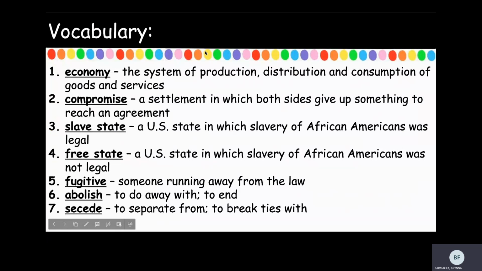Now, here we have the vocabulary. I have 7 vocabulary words that I have picked out for you this week that I feel will be very helpful with understanding the causes of the Civil War and just giving you a good introduction to the Civil War period. So we're going to read through these, and then after I read through them and finish the video for you guys, you are going to take a vocabulary quiz.